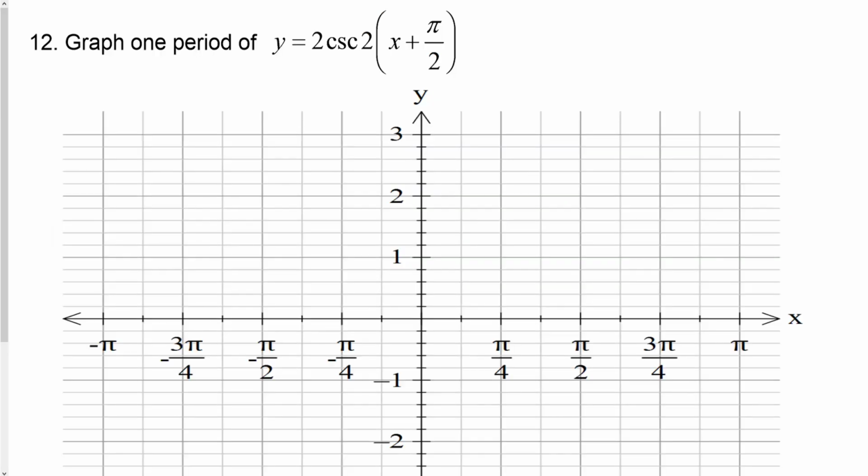Number 12, graph one period of y equals 2 cosecant 2 times the quantity x plus pi over 2. Basically the same thing as graphing sine. Sine and cosecant are related. In fact, that's what I'm going to do. I'm going to graph sine first and then fill in what cosecant looks like.